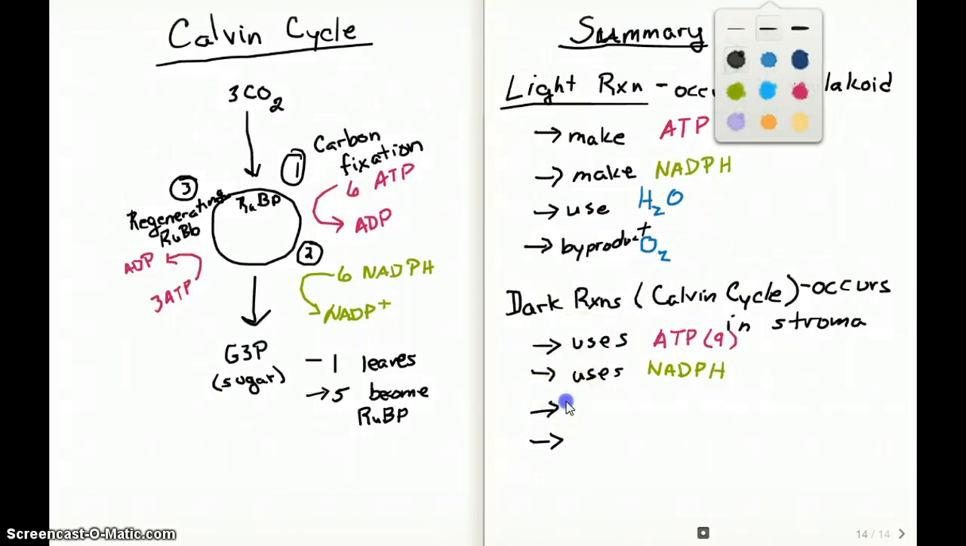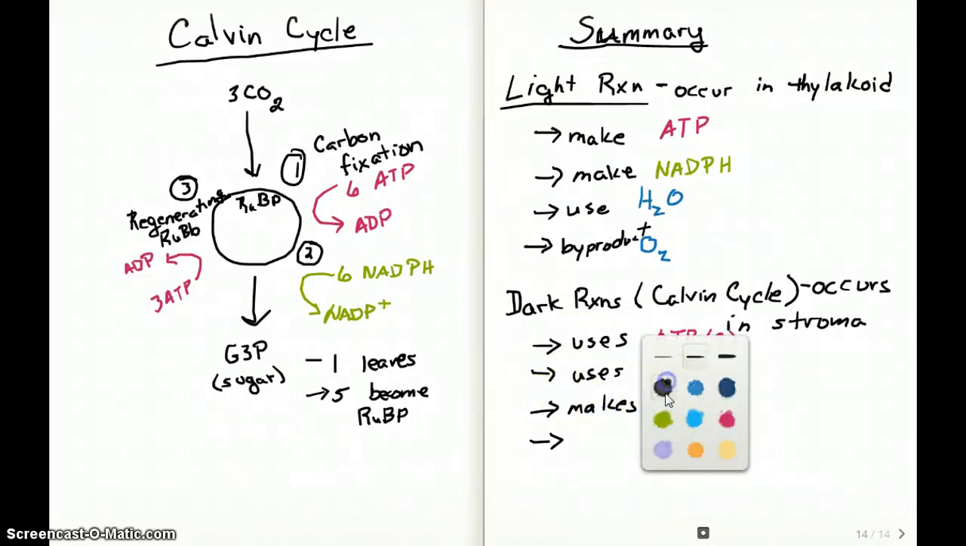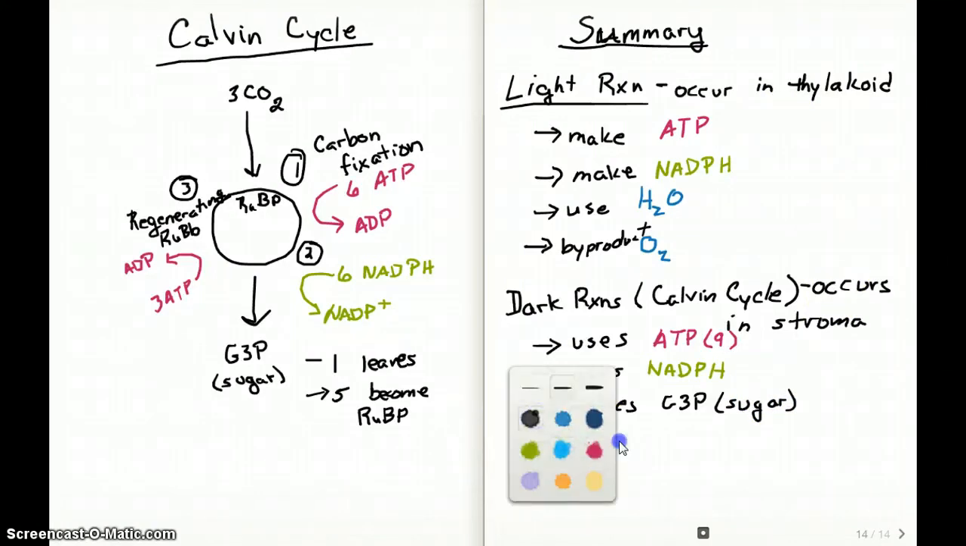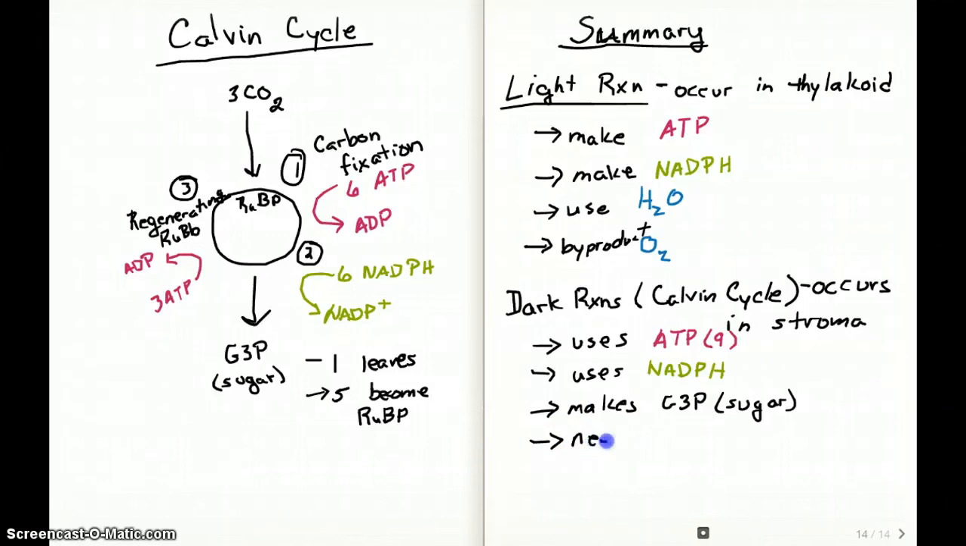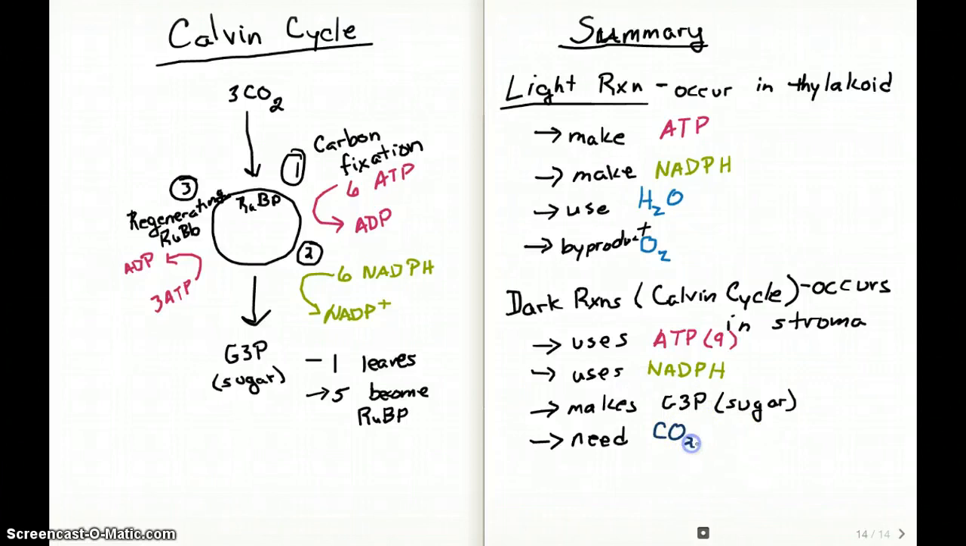It makes our G3P, which is our sugar molecule. Eventually that'll become glucose. And in order for this to work as well, we need carbon dioxide. We can use the same color as we did for water. We'll just use a darker color. We actually need 3 of those for this to work.